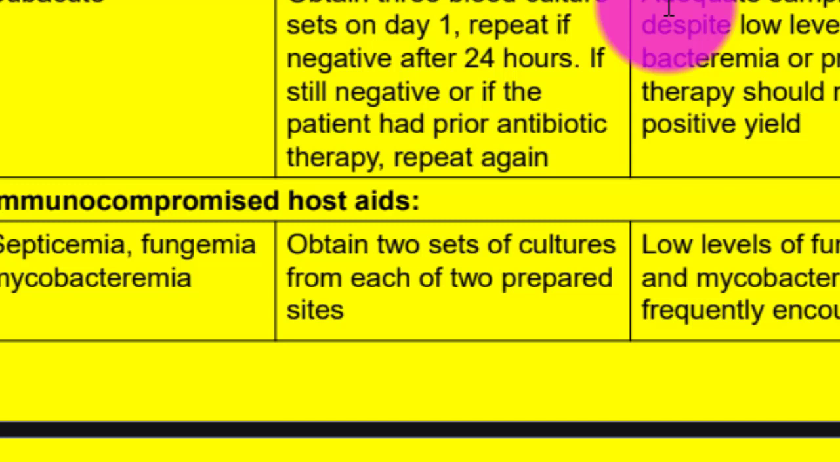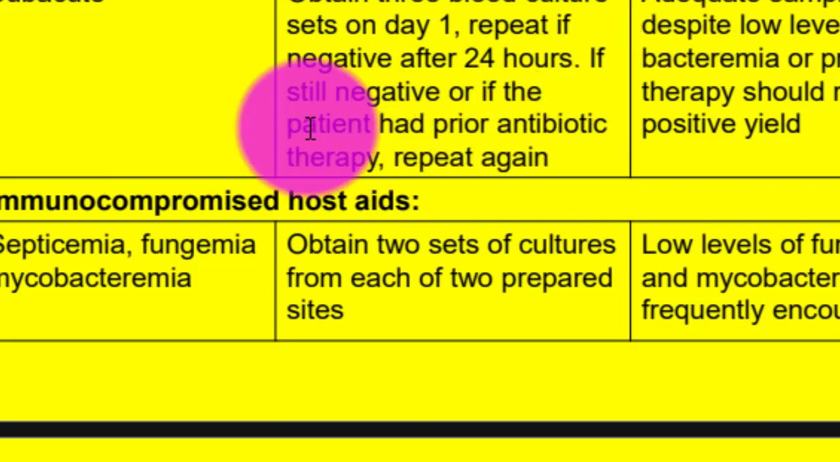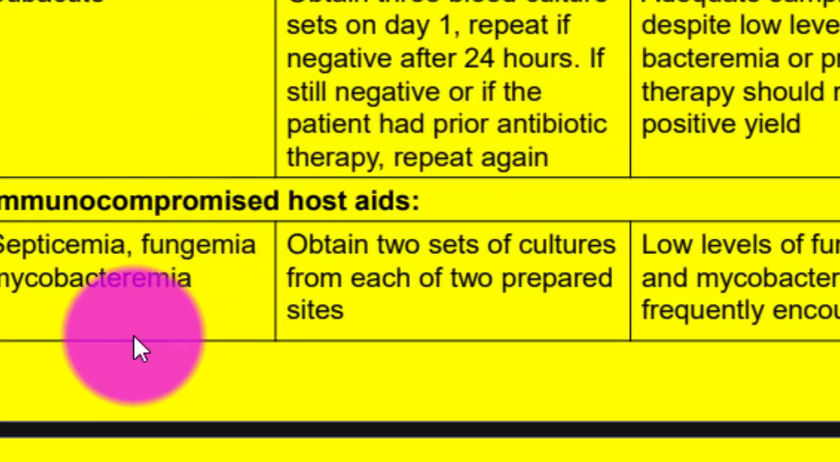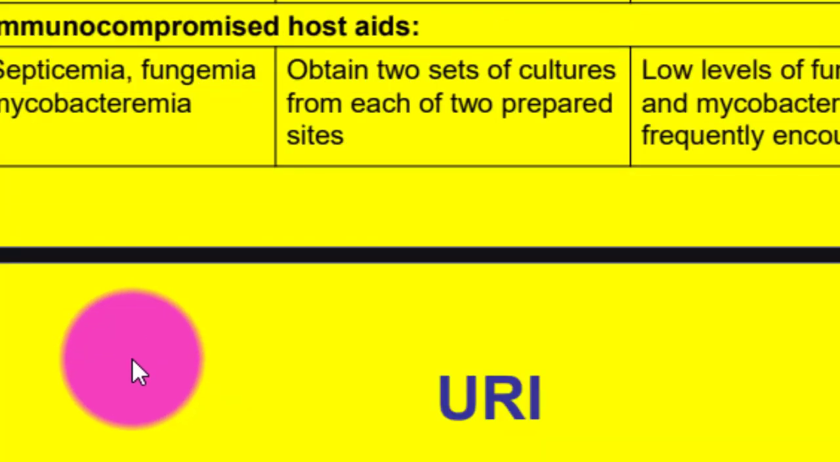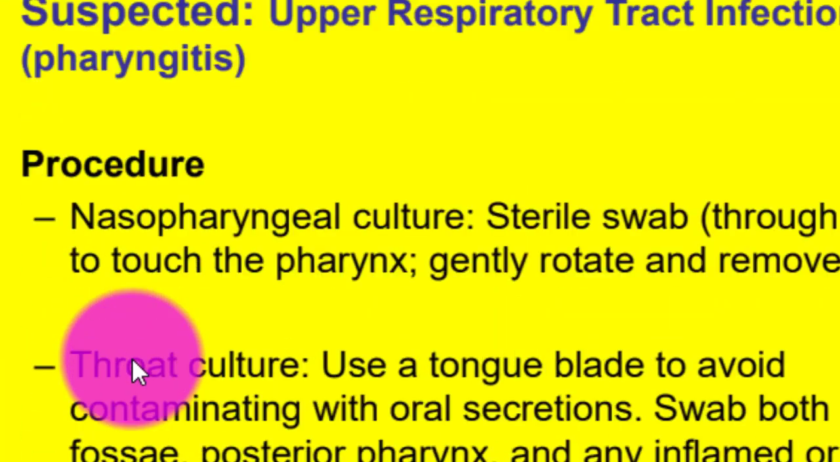Immunocompromised host, AIDS: septicemia, fungemia, and mycobacteremia. Obtain 2 sets of culture from each of 2 prepared sites. Low-level fungemia and mycobacteremia are frequently encountered.